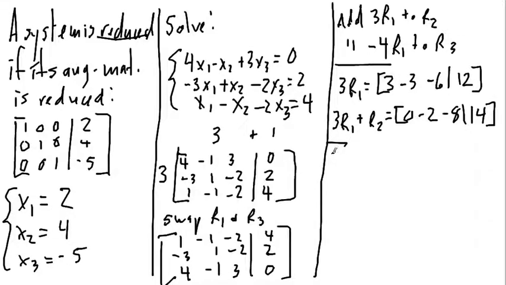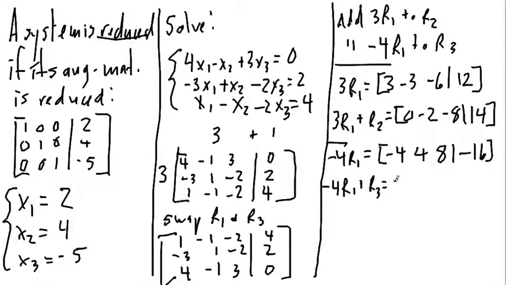My new row 3 will be -4 row 1 plus the old row 3. -4 row 1 is -4 times 1, which is -4, -4 times -1, which is 4, -4 times -2, which is 8, and -4 times 4, which is -16. And when I add that to row 3, what I end up with is -4 plus 4 gives me 0, 4 minus 1 gives me 3, 8 plus 3 gives me 11, and -16 plus 0 gives me -16.